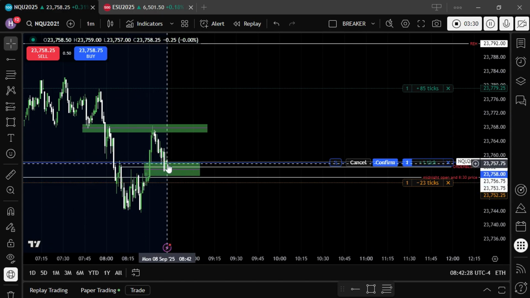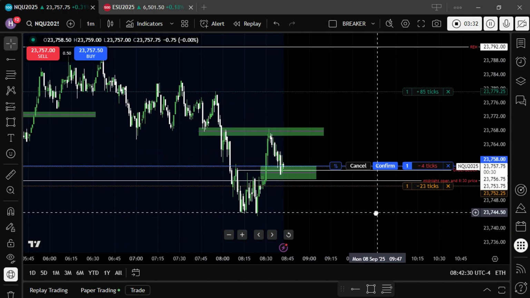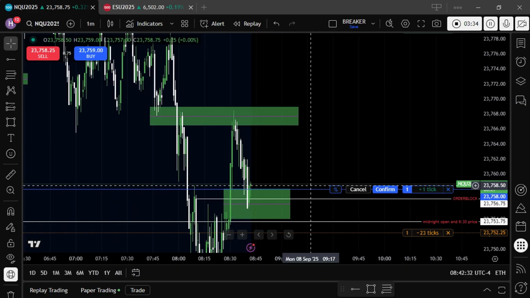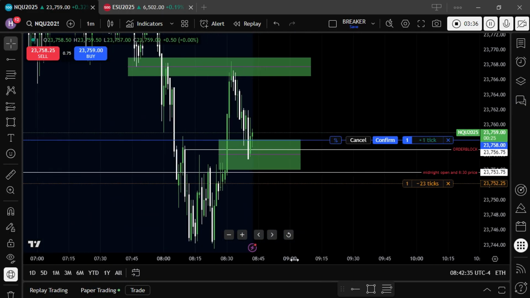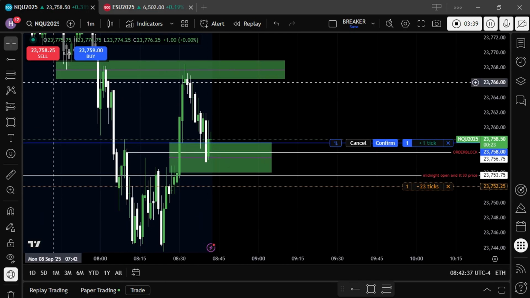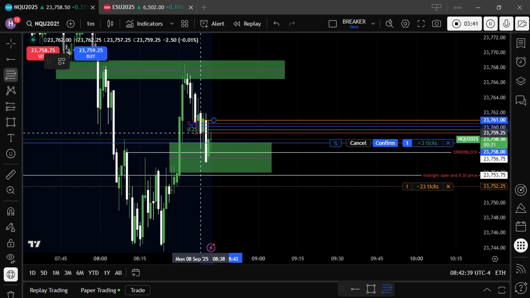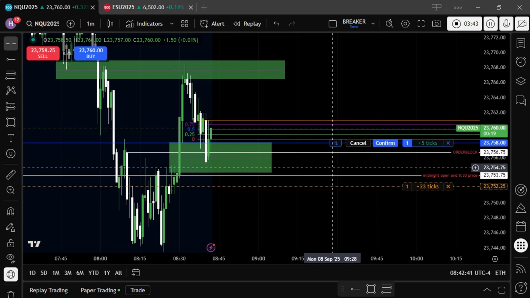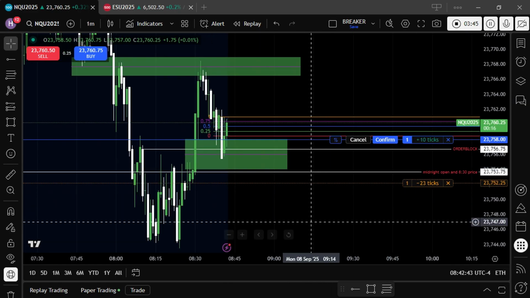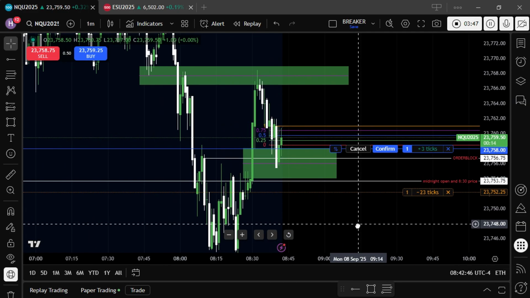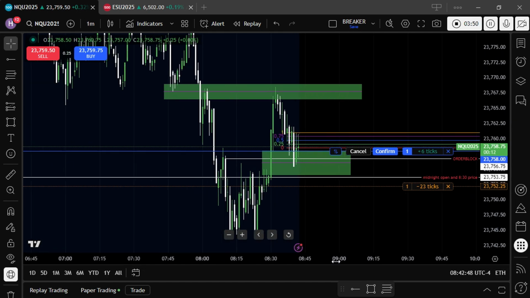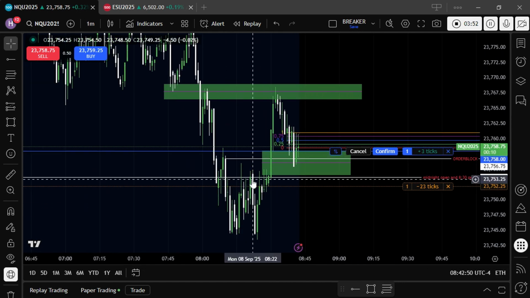So here I am looking at the Nasdaq, looking to go long. The time of this trade is very important. It's the 8:30. So that green box that you see right now, that is the 8:30 candle. It is also the same exact price as the midnight open, which is rare. It was kind of a first time for me to see that.